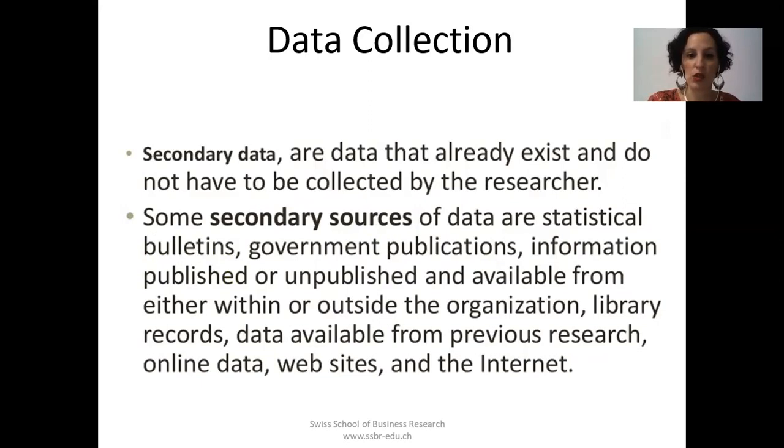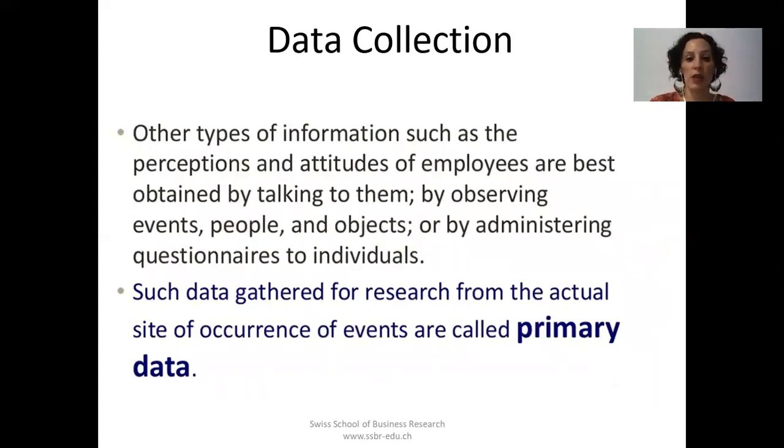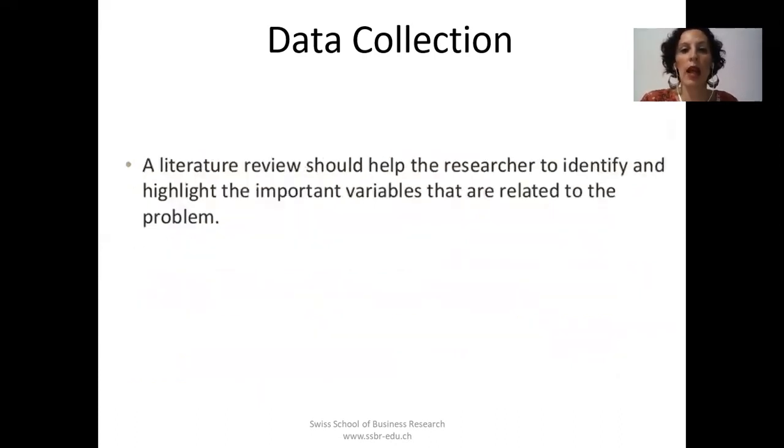Some secondary sources of data are statistical bulletins and government publications. There are companies that work on market research and they have lots of data out there. And then there are other kinds of information that we see, which is primary data, such as, we already discussed this, perceptions and attitudes of employees, observation of events, observation of our employees, surveys to our employees, for example. And when we talk about collecting data, the very first thing that we have to do is to create a literature review, because this helps us to identify and highlight the important factors that are related to the problem.